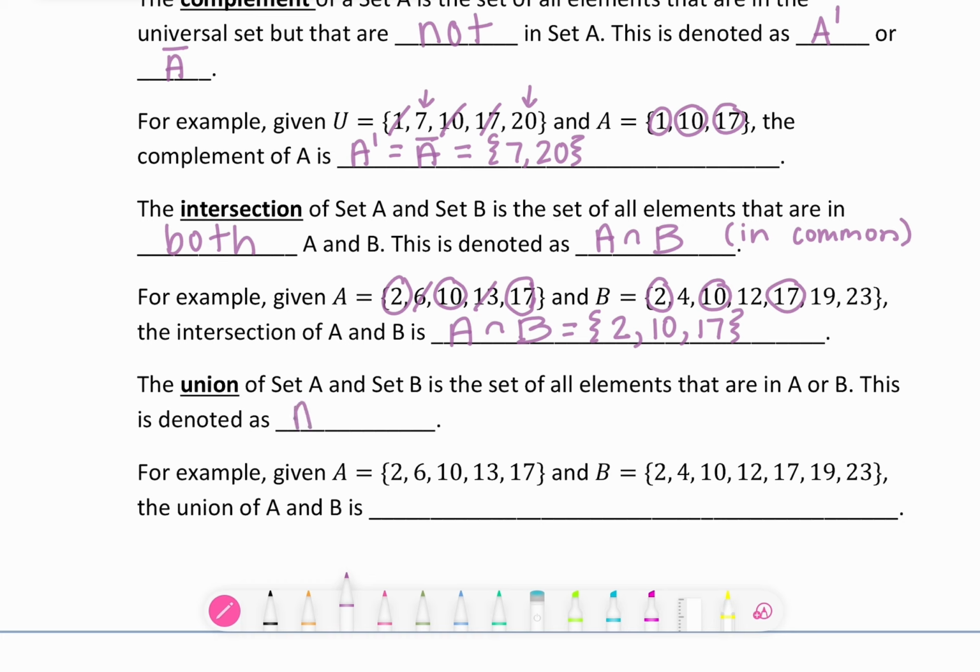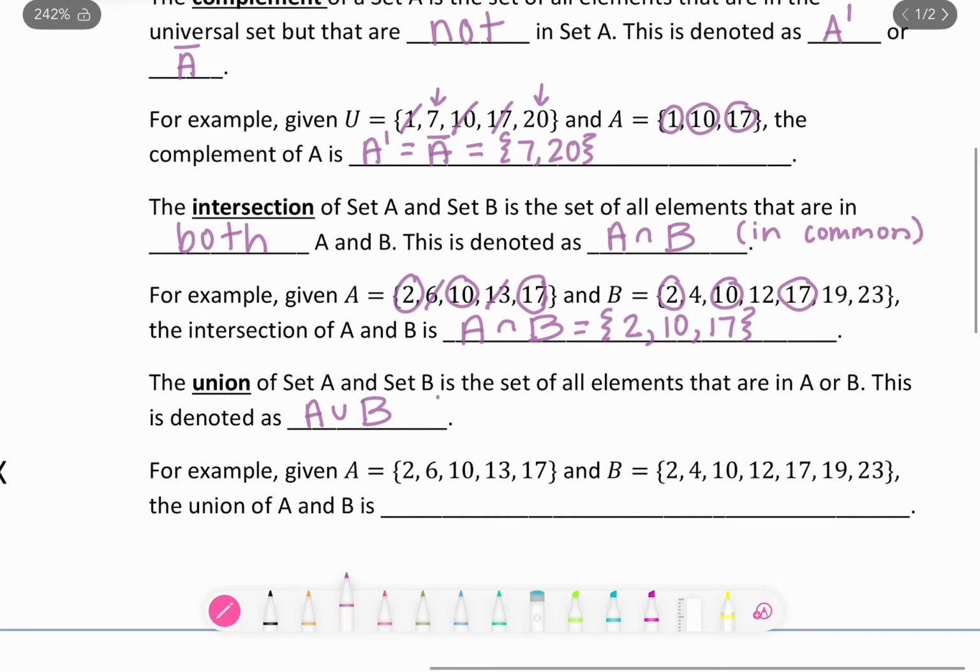And the way we denote the union is just like intersection, except this one to me makes a little more sense. It's A and then it looks like a little U and then B. So I remember that as union starting with a U. The one with a U is union, and the one that doesn't have a U, that's like an upside down U, is intersection. So this one is not what's in common. It's all possibilities. Any possibility that shows up in either set is in the union.